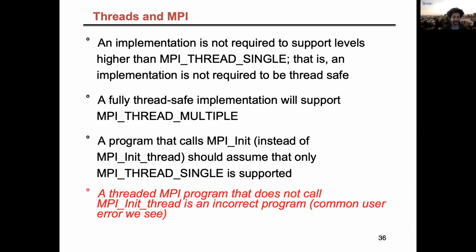It turns out that MPI doesn't require any implementation to support anything beyond single. But even though most implementations will not admit this, they all, in my experience, support MPI thread funneled. Even if they deny it, I haven't seen a program crash.